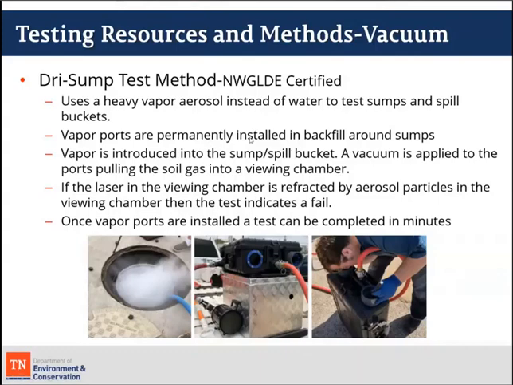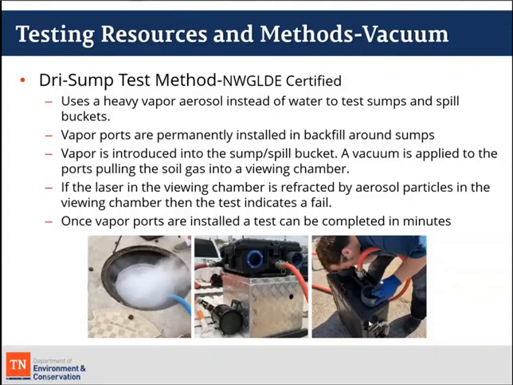And then vacuum is applied to the vapor ports that are in the matrix or the backfill material around the sump, and it pulls soil gas into a viewing chamber, which this gentleman here on the right is looking into. Within that viewing chamber, there's a laser that is on. And so if any of these aerosol particles are pulled through the soil gas into this viewing chamber and refract that laser, then it indicates that the sump has failed.